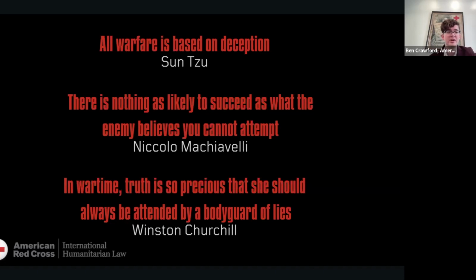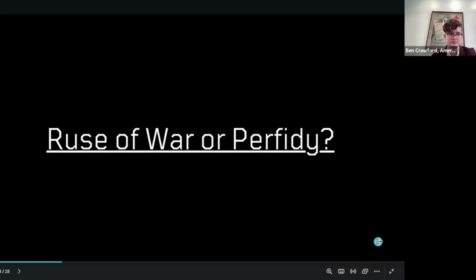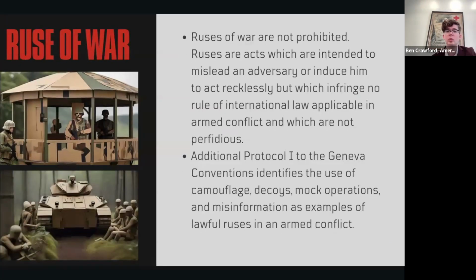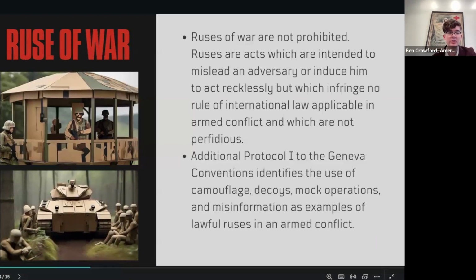Under international humanitarian law, the major framework for distinguishing between lawful and unlawful deceptions is by determining if an act of deception is a ruse of war or perfidy. Ruses of war are not prohibited. Ruses are acts which are intended to mislead an adversary or induce him to act recklessly, but which infringe no rule of international law applicable in armed conflict and which are not perfidious. Additional Protocol I to the Geneva Conventions identifies the use of camouflage, decoys, mock operations, and misinformation as examples of lawful ruses in armed conflict.